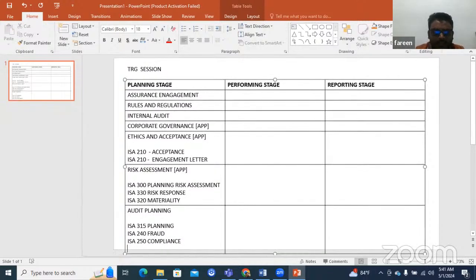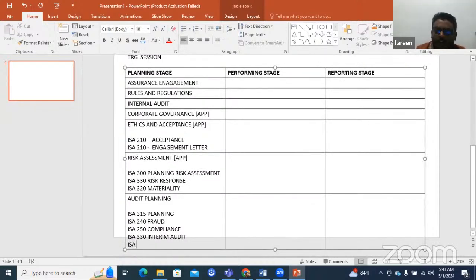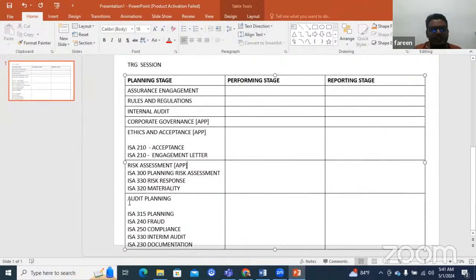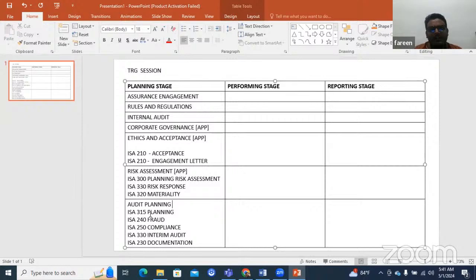Again, you might study something called ISA 330, that is interim audit and final audit. And also you might study ISA 230, that is about audit documentation. So all these standards that you might cover under audit planning, these things come under the planning stage.